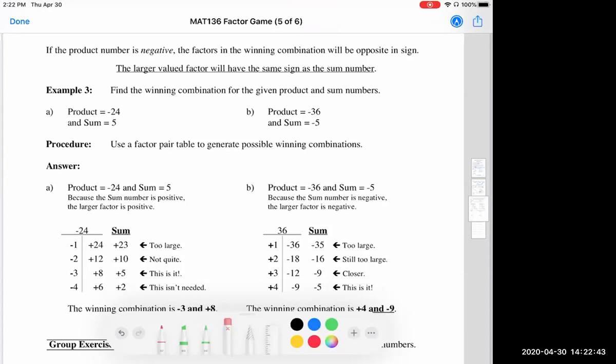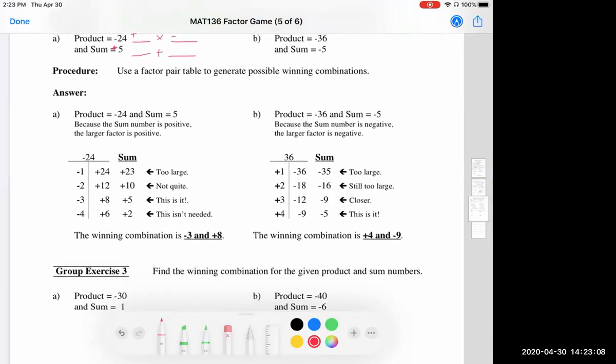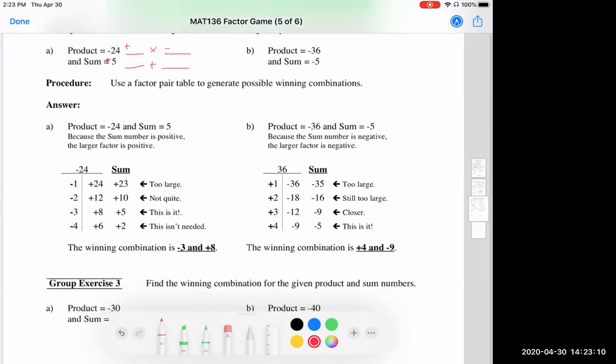All right, and it also tells you here highlighted: the larger value will have the same sign as the sum number. So whatever happens, I need to make sure that my bigger number is positive and my smaller number is negative, because when I add them, I want to make sure it's positive 5. But they'll come into play as you're working through them. So what numbers can I multiply to get negative 24? And we have our work right here.